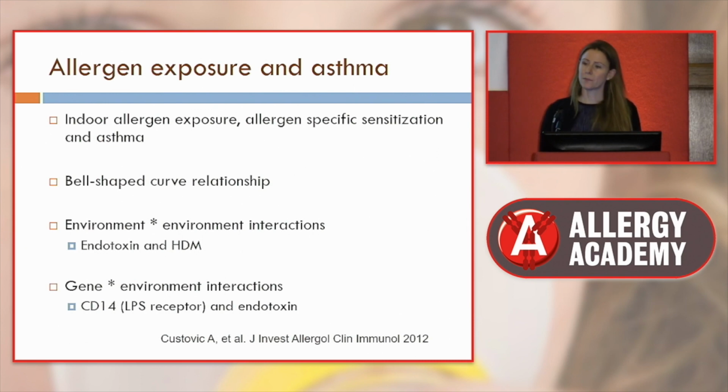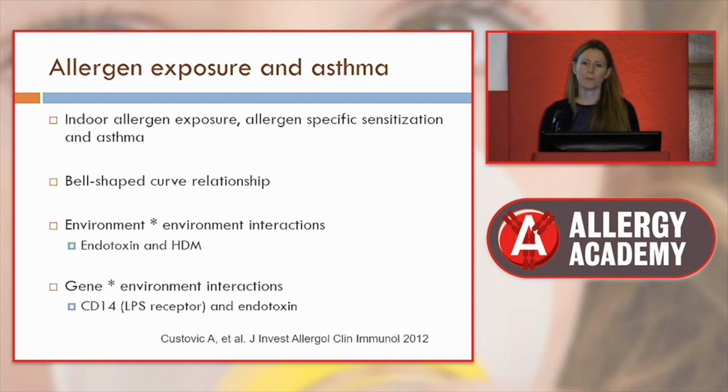So there's a few reasons for that. So we know that in all associations, there is the chance of having a bell-shaped curve. So essentially, if there's no exposure, you have very low risk. If there's very, very high exposure, you have very low risk. And if you have anything in between, you have an increased risk.